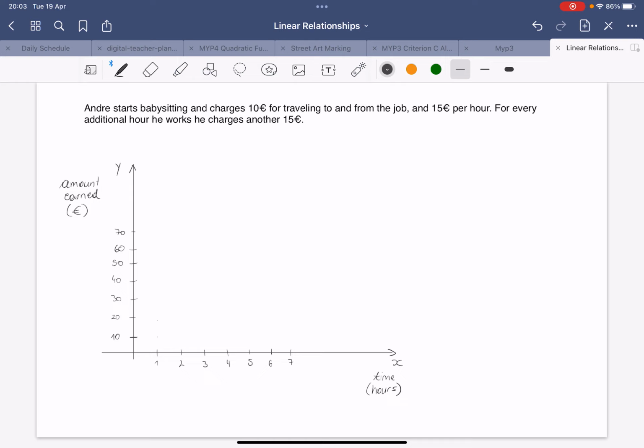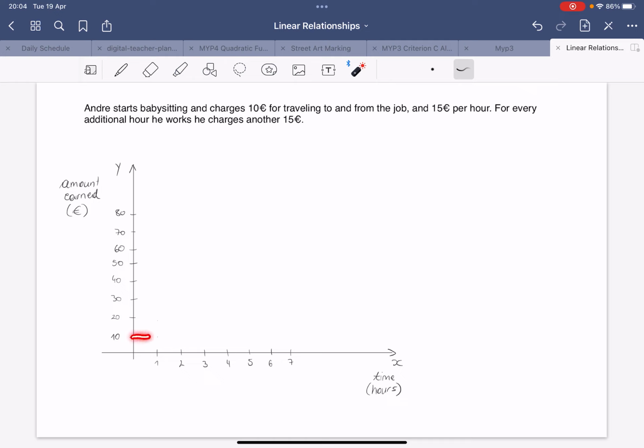Try to space that out evenly. That's easier when you do it on your paper, on your squared paper. It's a bit harder here. You can see I didn't do a very good job here. Okay, but nevertheless, so he starts here at €10 because he already traveled or had that commute to his family, for which he charges €10. He charges €10 just to travel there.